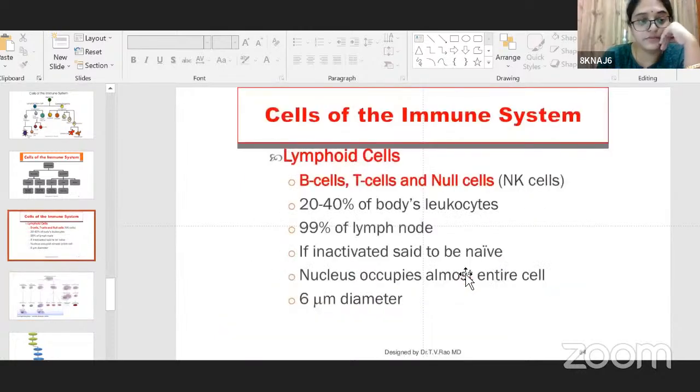So when it comes to the lymphoid cells, these lymphocytes are WBCs basically, having one fundamental importance in the immune system, that is to determine the specificity of the particular immune response to the infection that is present. They are about 20% of the body's leukocytes, that is WBCs. 99% of them are present in the lymph nodes. In fact, that is why they're known as the lymphoid cells.